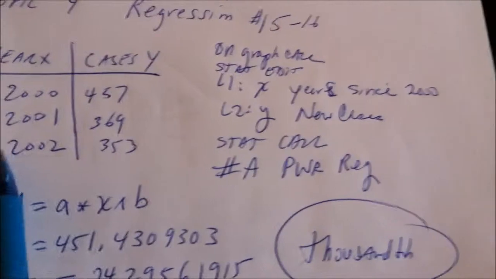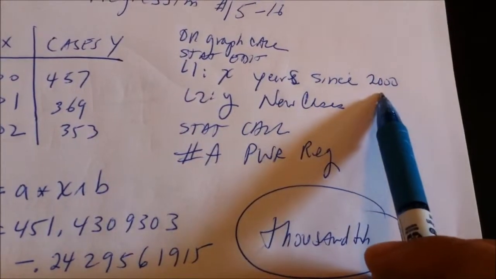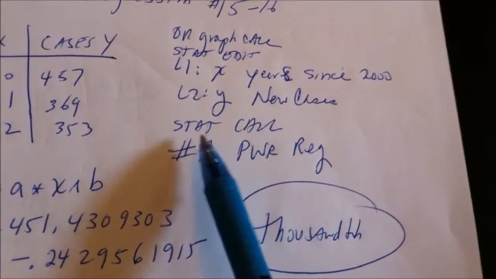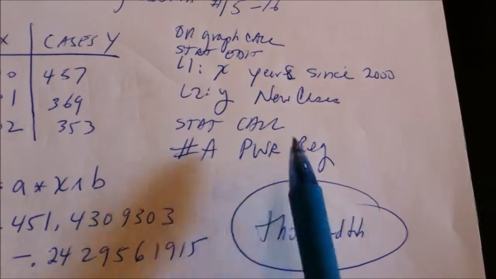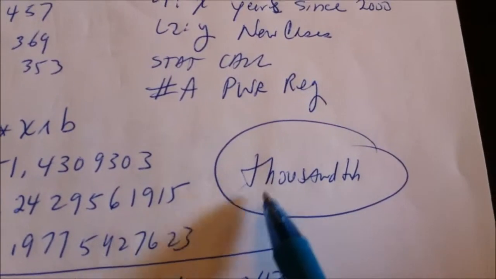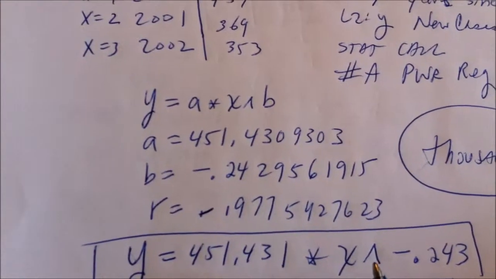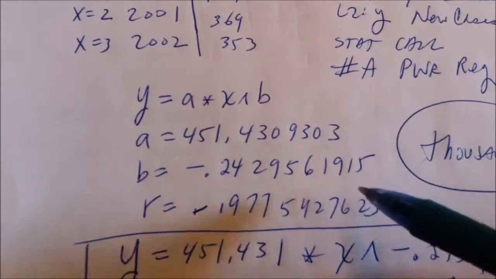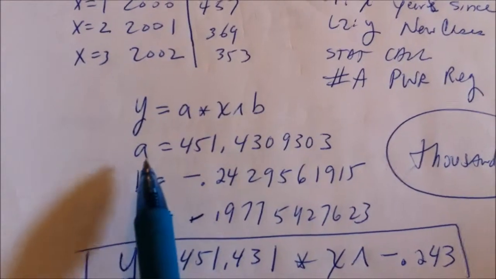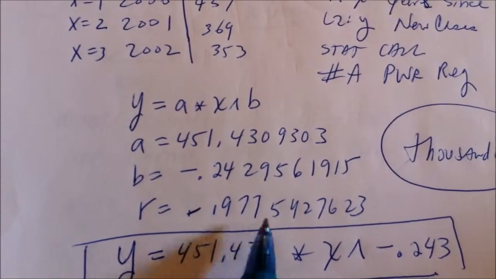So after I put this into stat edit and identify that in L1 I'm putting my year since 2000 as x is 1, and in L2 I'm putting my new cases in, which is y, I go to my stat calc and I do a number A, which is a power regression. It tells me that it wants me to round the coefficients to the nearest thousandth. That's 3 decimal positions. So after I do the calculation, I write down what's on the calculator screen. Look how I wrote down the little template that they give me for a power regression. Full screen for the A and the B. I write down R even though it wasn't necessary because I wanted to talk about it.